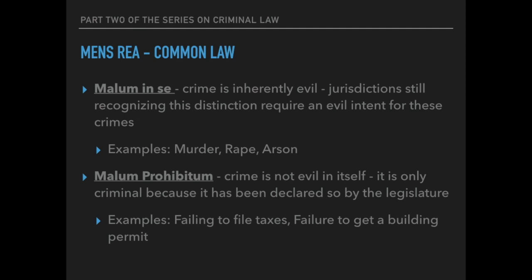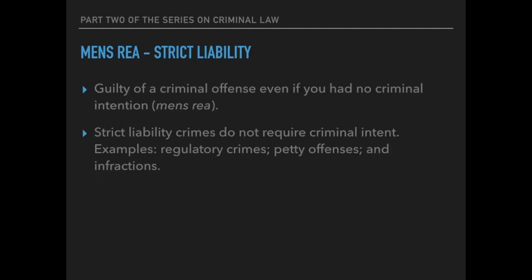And examples include things like failing to file your taxes. It doesn't make you an evil person because you failed to file your taxes, but you shouldn't do it. It's prohibited. That would be malum prohibitum. Also, failure to get a building permit is another example I have here. Just how jurisdictions operate within those 2 types of crimes.